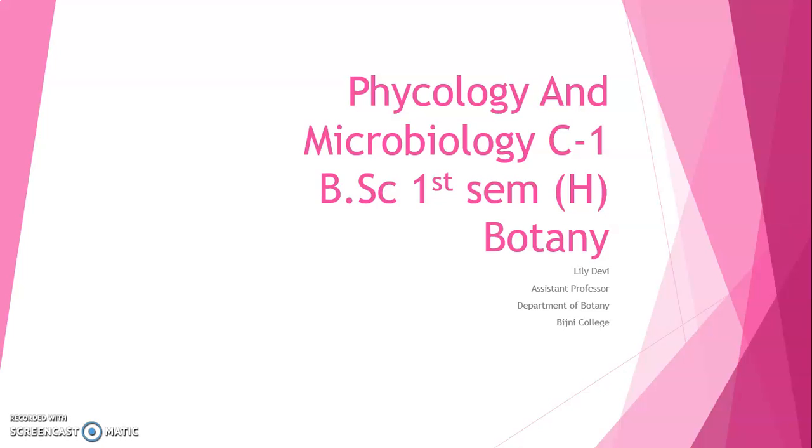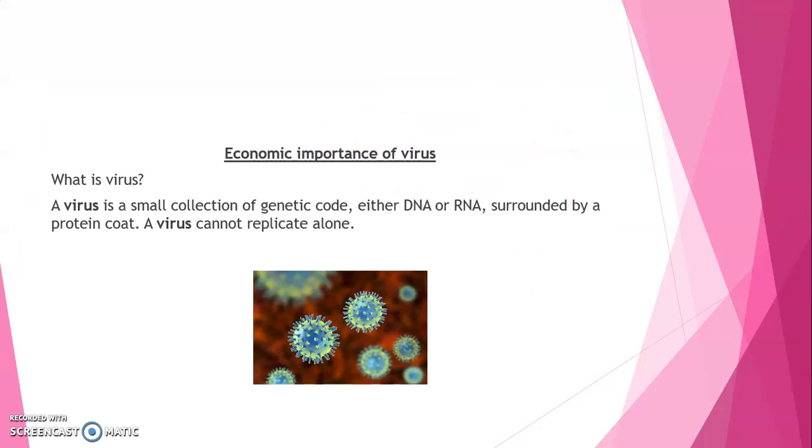Today I am going to discuss the economic importance of virus with reference to vaccine production. This is your paper C1 Phycology and Microbiology. So firstly you have to know what is virus. A virus is a very small collection of genetic code, either DNA or RNA, surrounded by a protein coat. A virus cannot replicate alone.